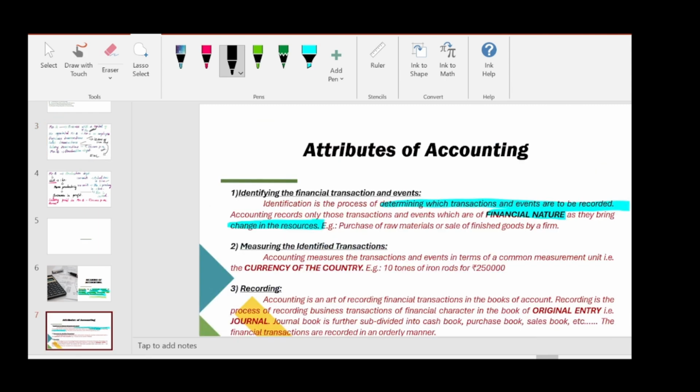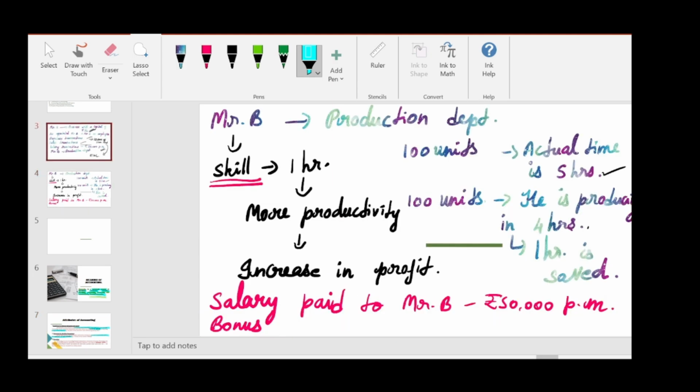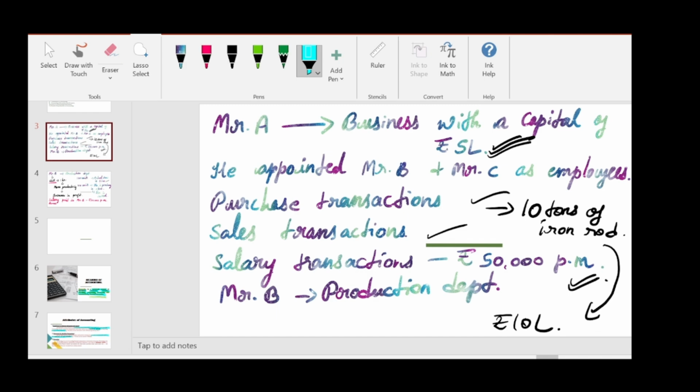So that is what is given in the second point: measuring the identified transactions. Accounting measures the transactions and events in terms of a common measurement unit, that is the currency of the country. So 10 tons of iron rod here, for example, is 2,50,000. So with this, we are done with the second point. I hope the second point is also clear. Now the third thing: we have identified the transactions and also measured them in amount.